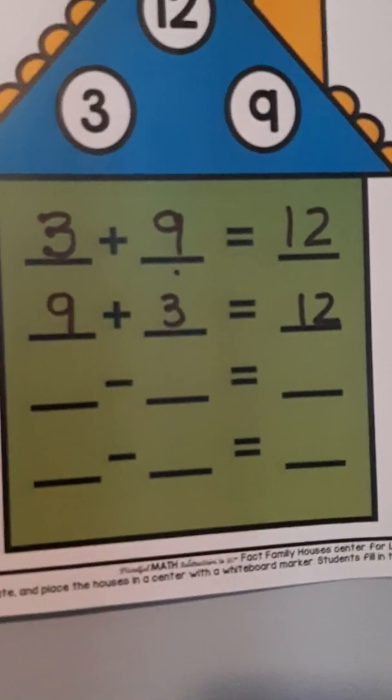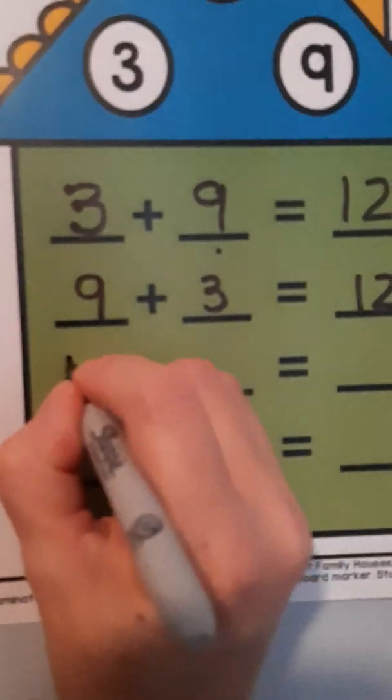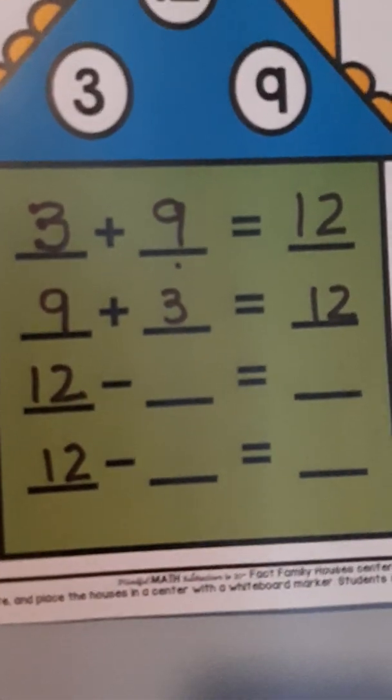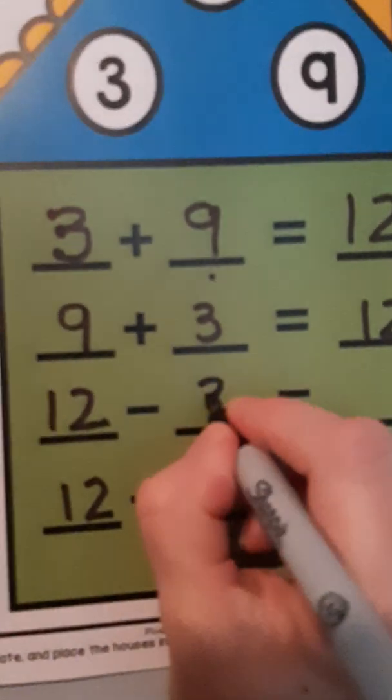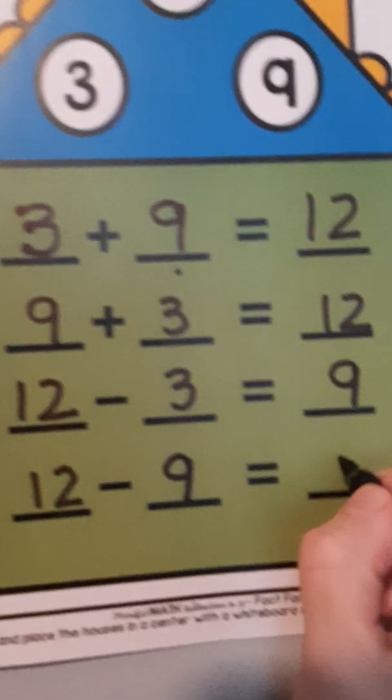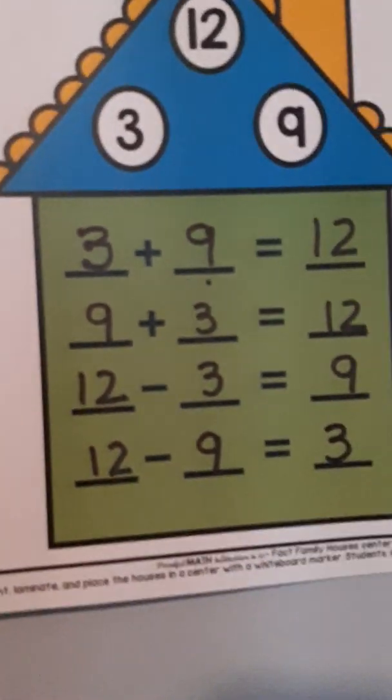And now I'm going to do my subtraction equations. Start with the whole. I'm going to get that ready in both. And I'll take 3 away first, and that leaves me with 9. And then I'll take away 9, and that leaves me with 3.